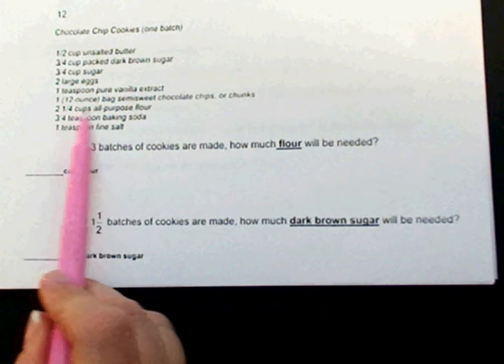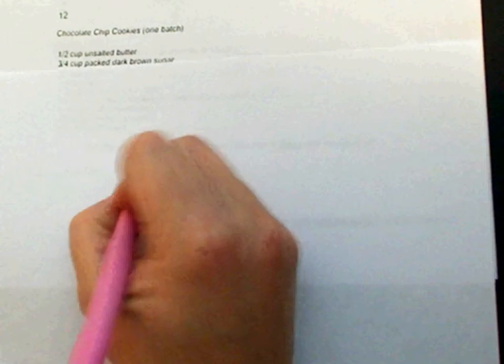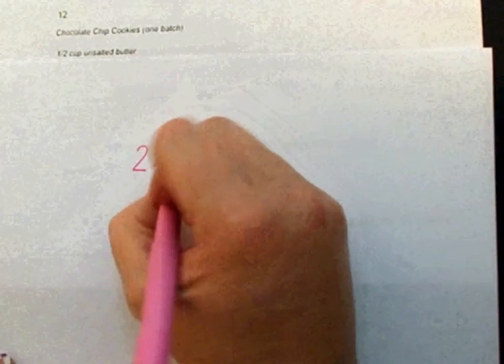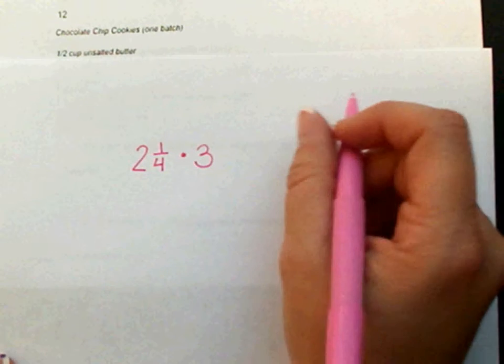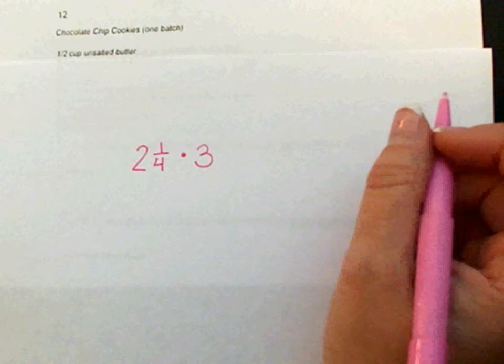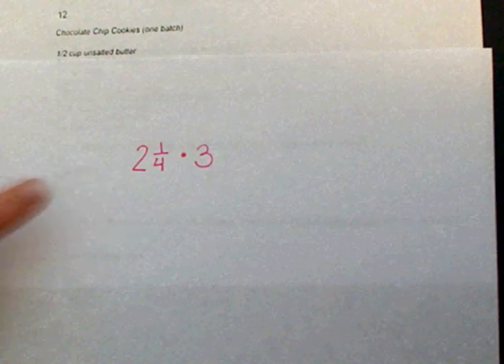Okay, so the first thing we need to figure out is how much flour do we need for one batch. So if we need 2 1/4 cups for one batch, how many do we need for 3? That is a multiplication question, or it is a repeated addition. I have 2 1/4 cups of flour. I want to make 3 batches, so I'm going to multiply it by 3.